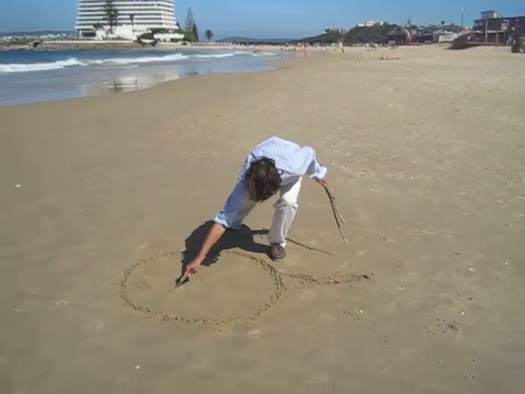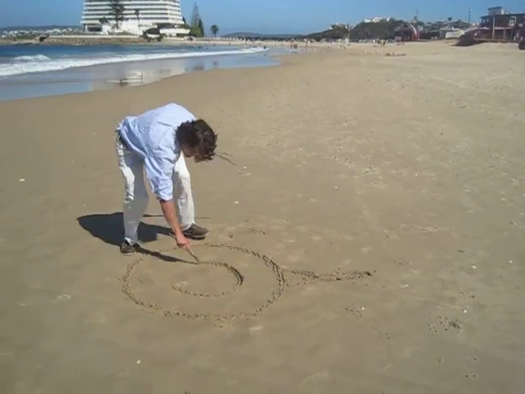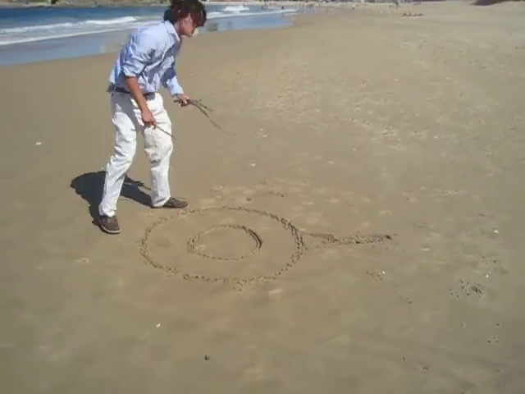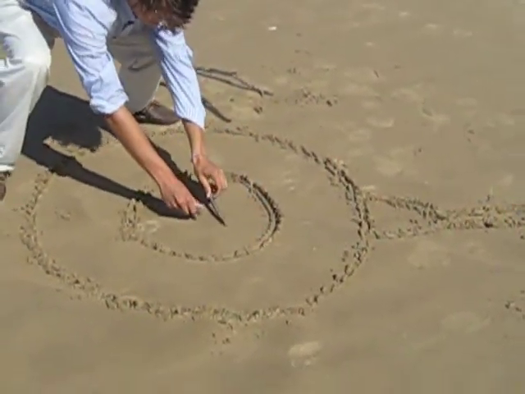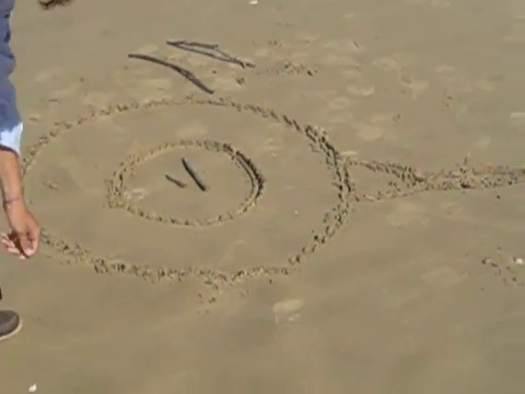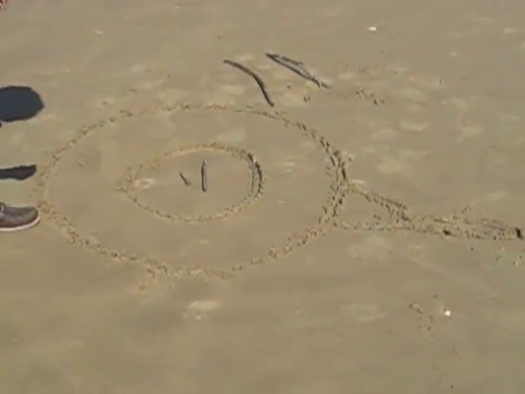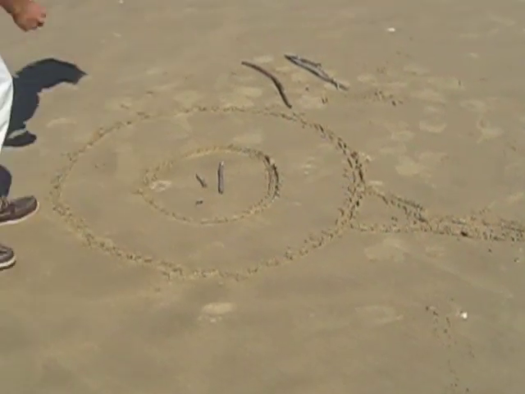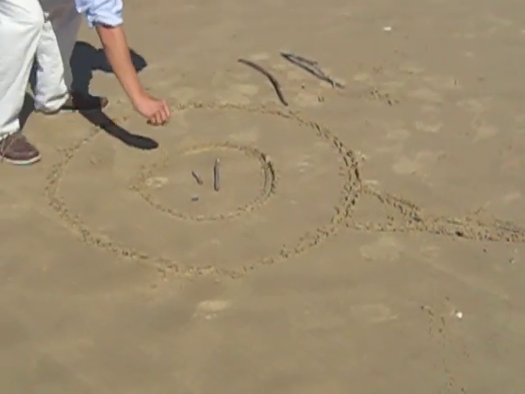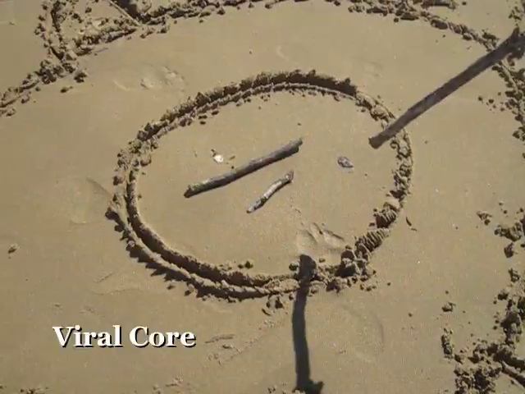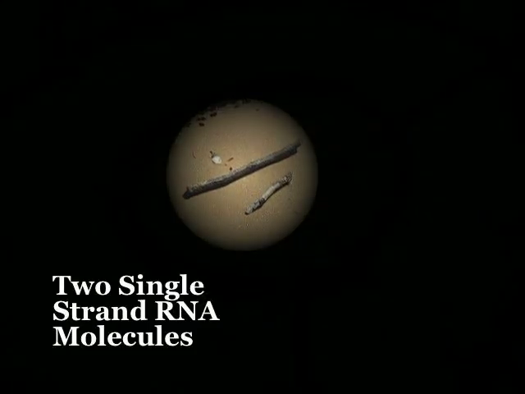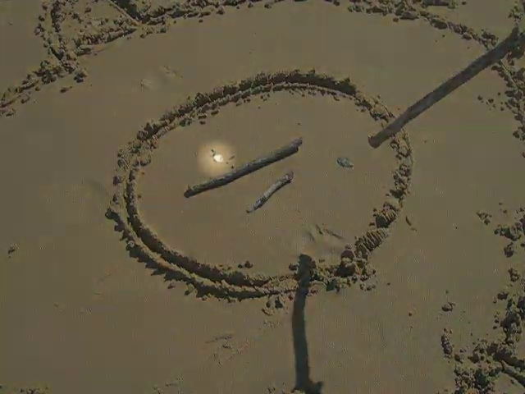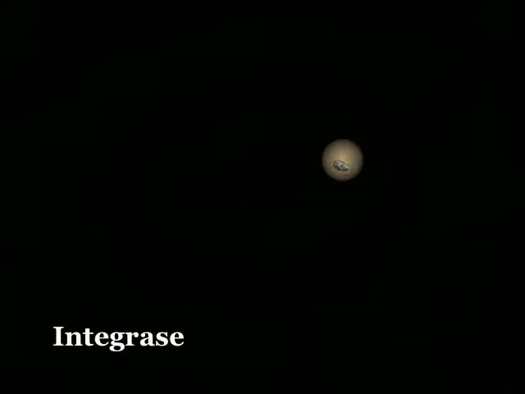The viral core, which is spherical as well, contains 2 single-strand molecules of RNA, as well as the protein enzymes reverse transcriptase and integrase. Here is a simplistic diagram of the viral core. Please take note: 2 single-strand RNA molecules, the enzyme reverse transcriptase, and the other enzyme integrase.